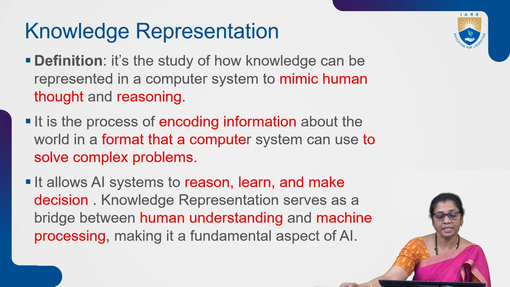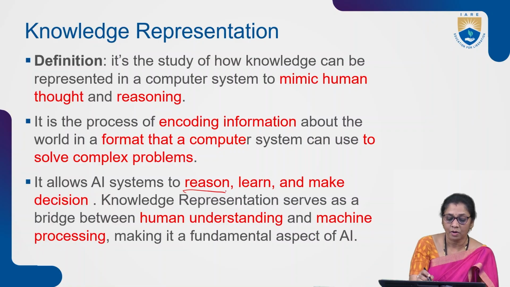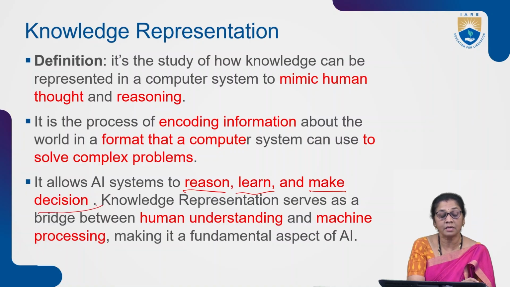So it allows an AI system to reason, to learn, and to make decisions. Why do AI systems need to learn any knowledge? So that they can make decisions or predict anything. Knowledge representation serves as a bridge between human understanding and machine processes, making it a fundamental aspect of AI.